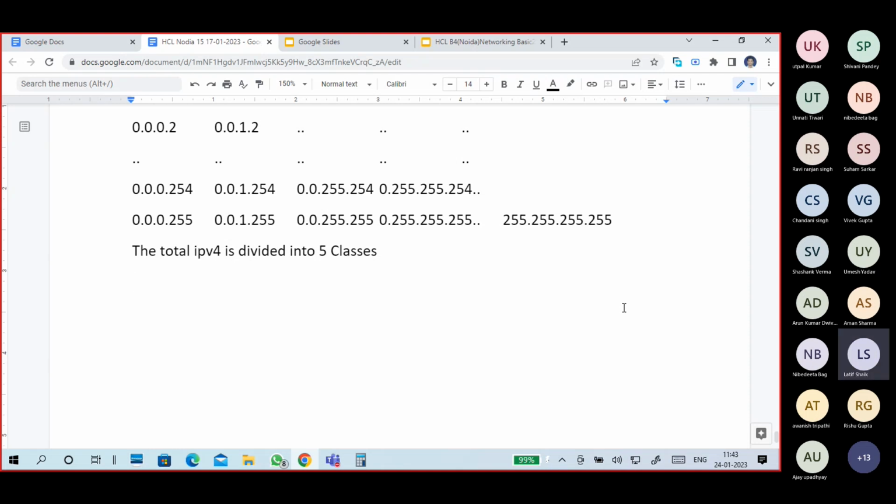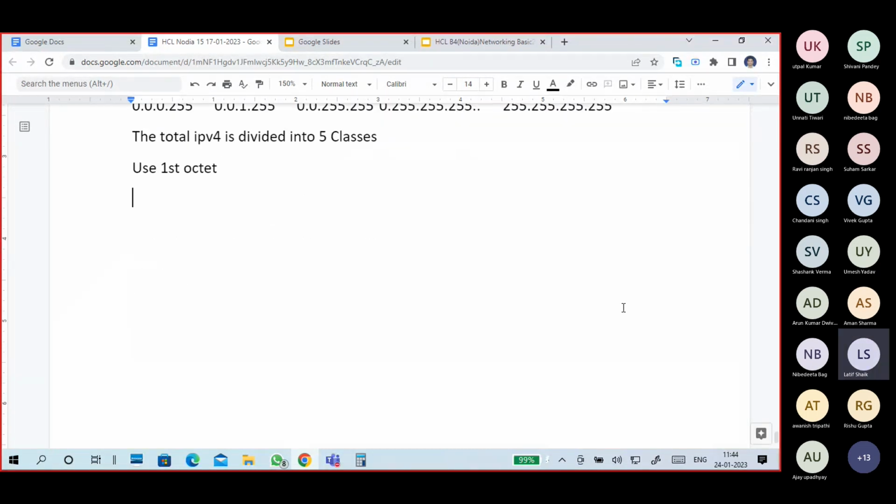Okay. Class A, class B, class C. So to identify which class an IP address belongs to, we use the first octet only. Okay, we use the first octet part here. Yeah, I will tell the classes, guys.